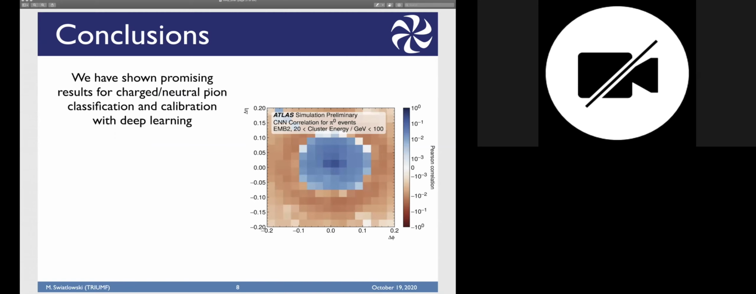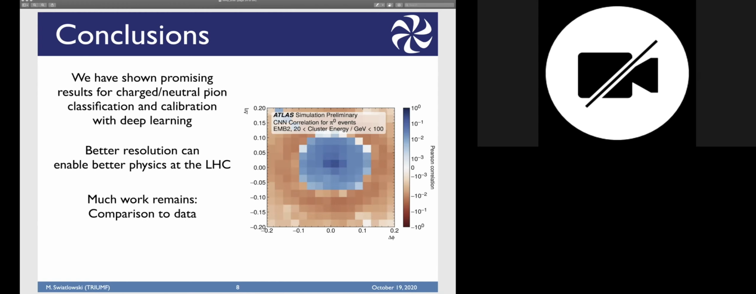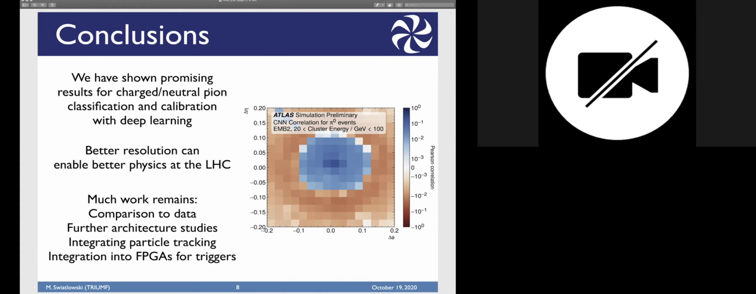So wrapping up, we have shown promising results for charged and neutral pion classification and calibration with deep learning techniques. Better resolution can enable better physics at the LHC. We've seen that with the calorimeter, we really can do that sort of thing, which is really exciting. Much work remains, like comparing to data. This is all just in simulation. Further architecture optimization, integrating particle tracking, and then ultimately integrating this into the FPGAs for trigger applications. So thanks very much. I have the links here, but I don't know if you'll be able to click that. But yeah, thank you.